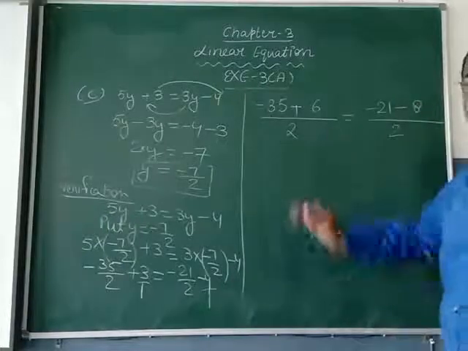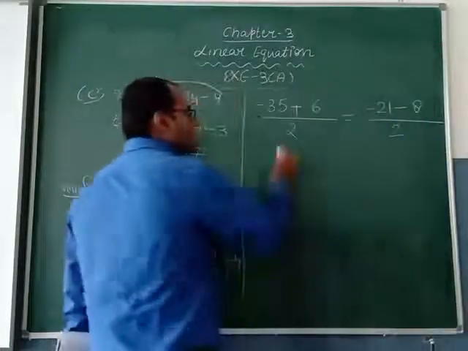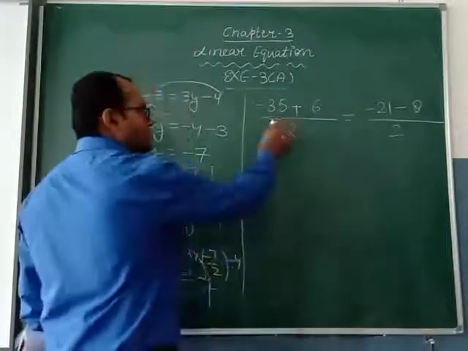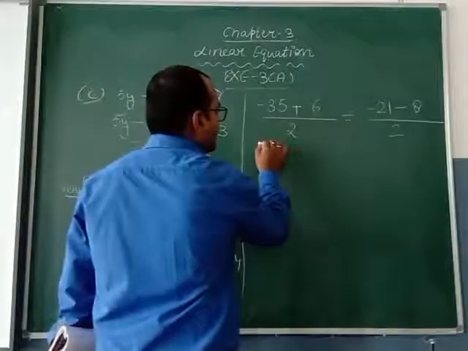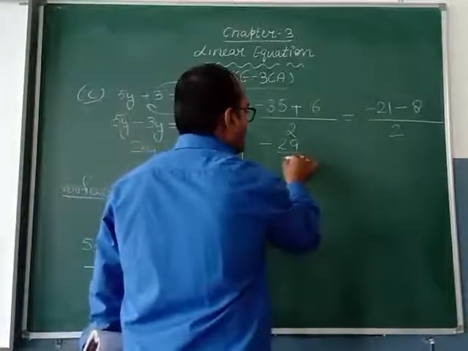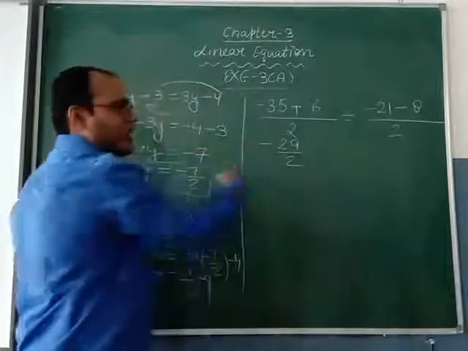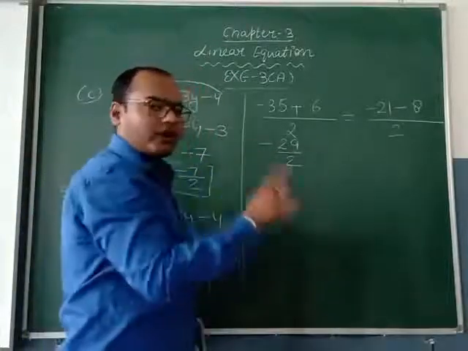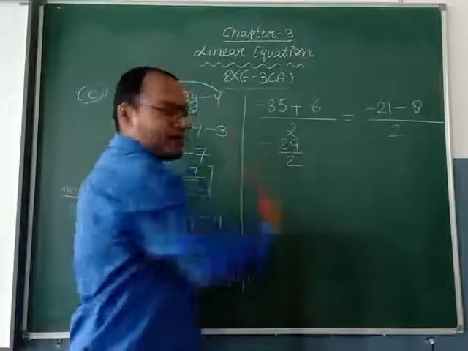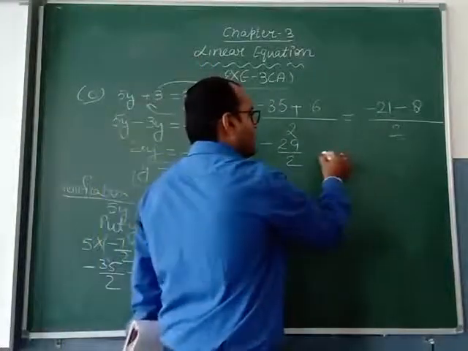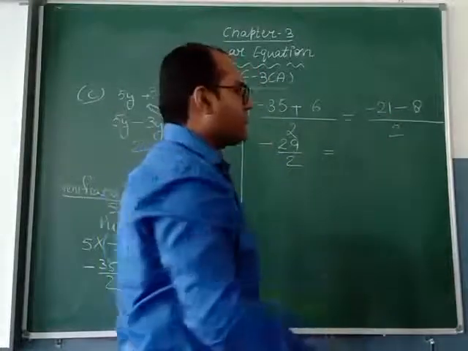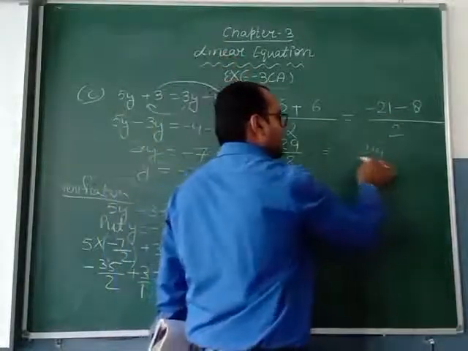Now we will solve these two sides. This is minus and this is plus. Minus plus minus, so we will subtract them. On subtracting we will get minus 29 upon 2. Why did I put the minus sign? We have to put the sign of the greater number. Greater is 35. 35 has minus. That's why I wrote minus. Equal. Minus and minus is plus. So when we add them, the answer will be 29 upon 2.